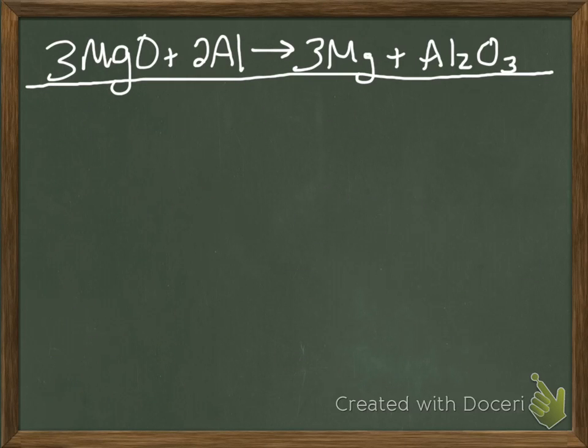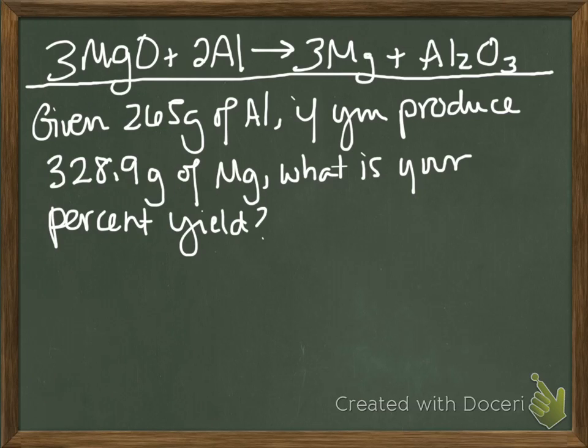So let's say we're working with this equation again, and we are given 265 grams of aluminum. This is all the information we get. And we're told that we produced 328.9 grams of magnesium. So what we want to know now is, what's the percent yield?